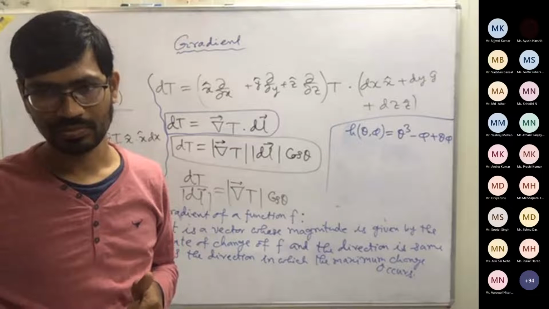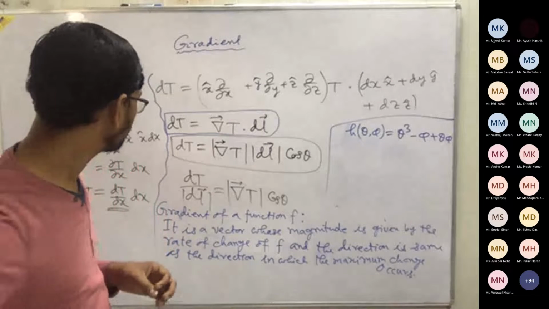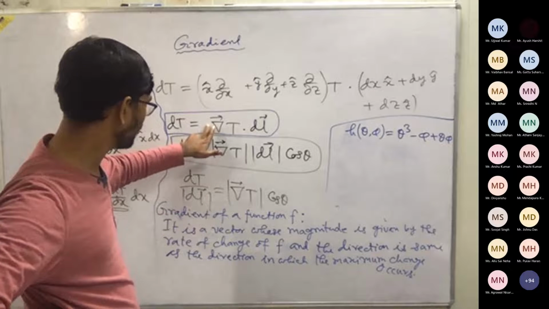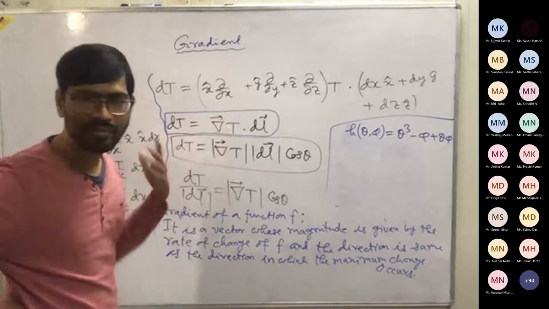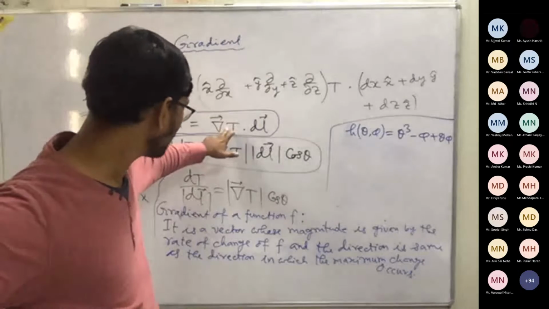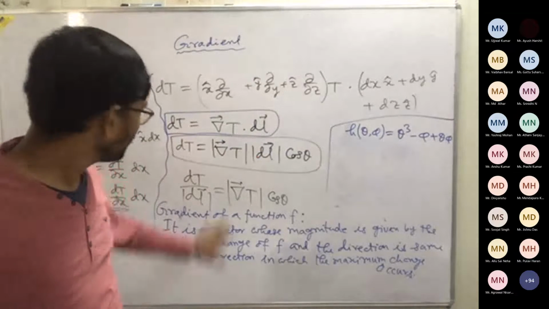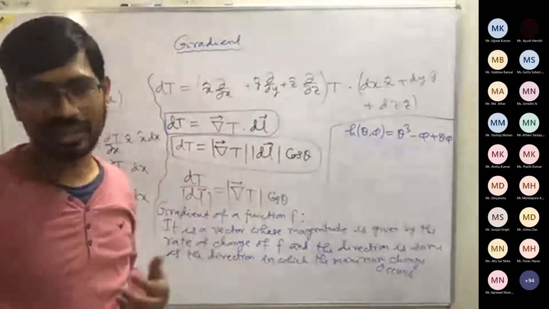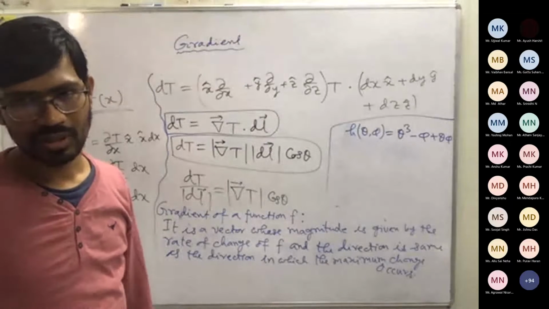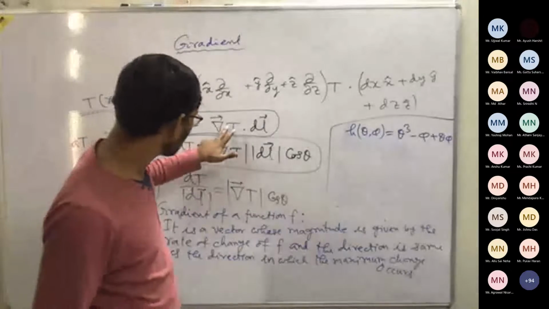So gradient is a vector. Is that vector represented by del of T? The del operator on T, is that the gradient vector? It is a vector. Gradient of any function is a vector. That's why I wrote this vector with a dot product with another vector. I wrote this definition just to get some physical intuition of the gradient. So del T is the gradient vector.